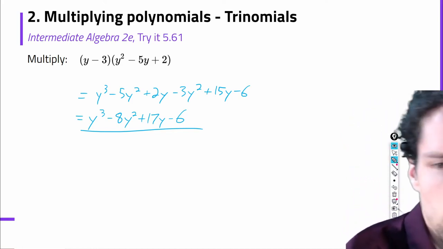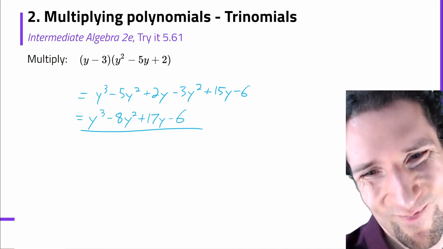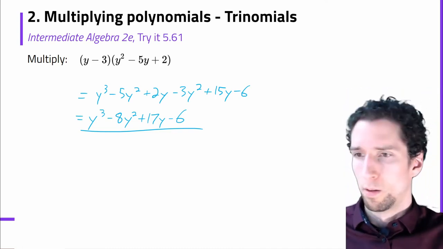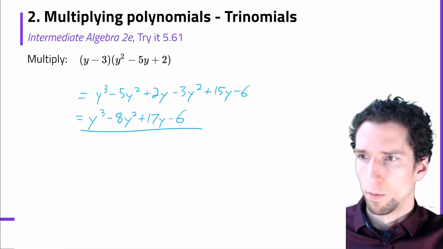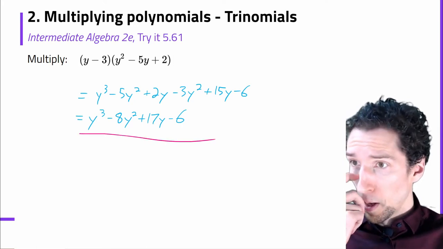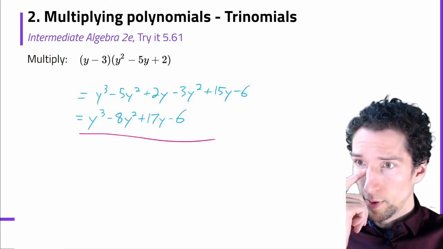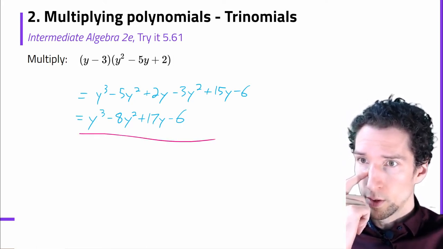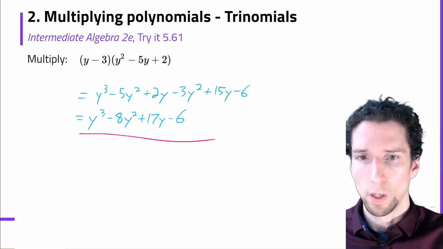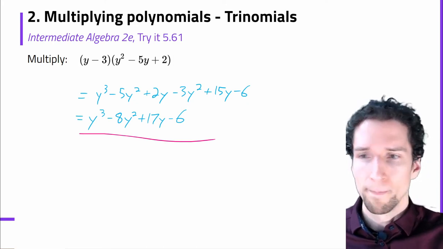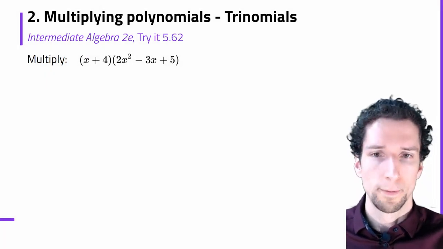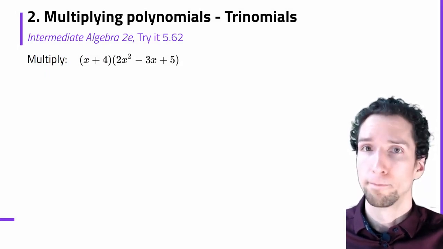Keyboard decided to stop working. Okay, that's better. 5, 3, negative 8, 2 and 15, positive 17, negative 6. That looks right to me. Okay, so that was me. And your turn with this one. Go ahead.